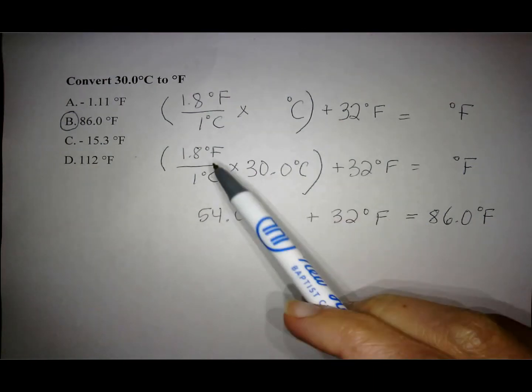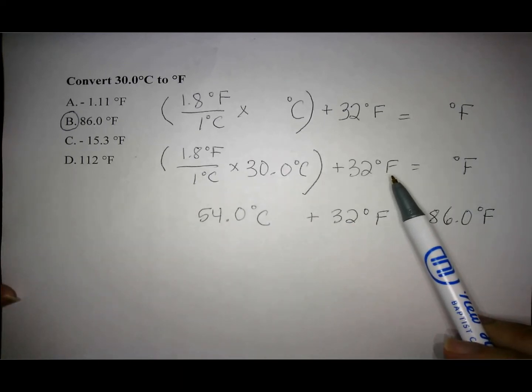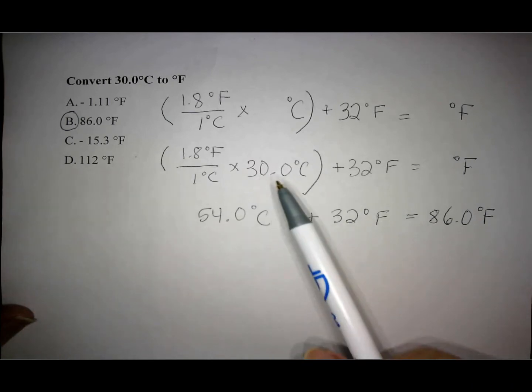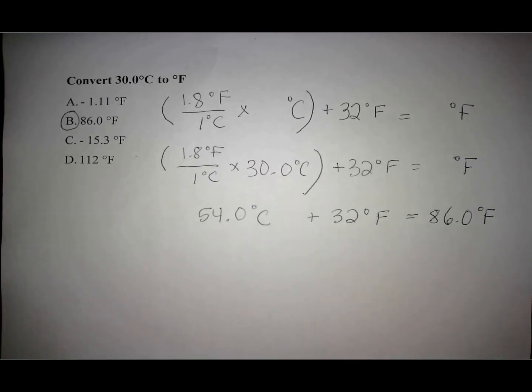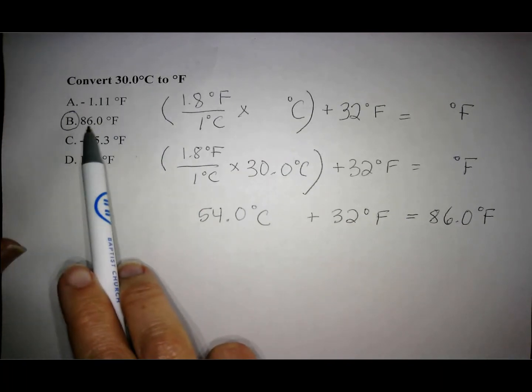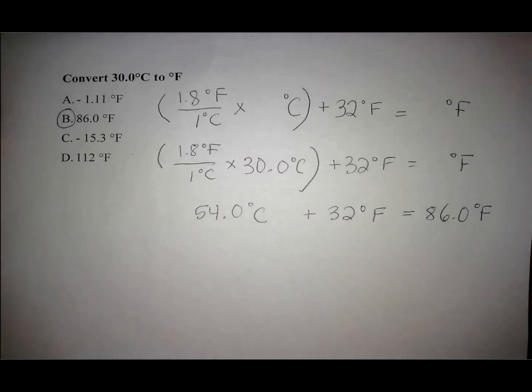For sig figs, the 1.8 and the 1 are exact values. That relationship between the Fahrenheit degree and the Celsius degree is exact. And the 32 is exact also. So the value that we get for our degrees Fahrenheit will have the same number of sig figs as our starting value in degrees Celsius. So since we had 3 sig figs in our starting value, we have 3 sig figs in our ending value.